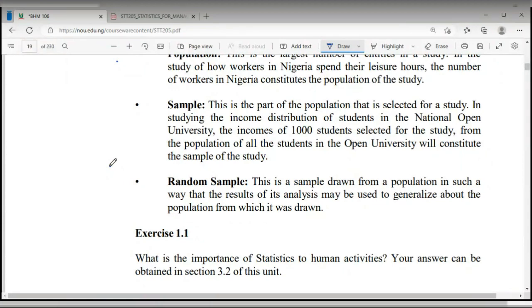But if I sat down and began to say, oh, I need 400 level students from mass comm, I need 300 level students from computer science, I need this, I need that, and I start looking for them, even those that are not easy to find. That's what you see sometimes: people have to travel just to find a particular entity that will fit what they are looking for. So that one is random sampling. I believe that is clear, is it?